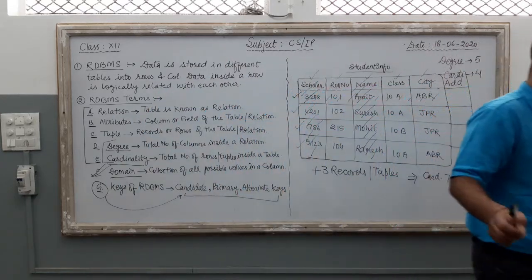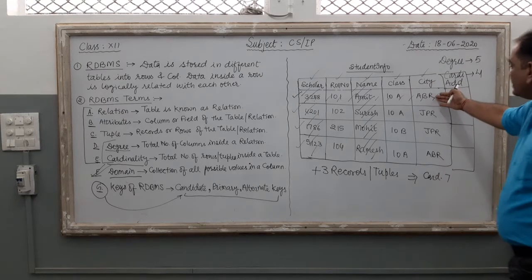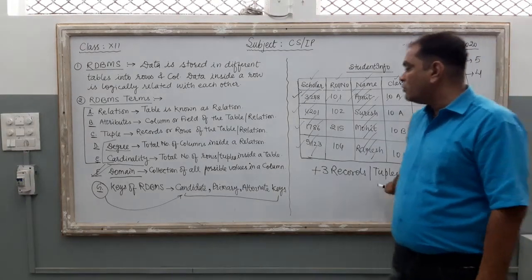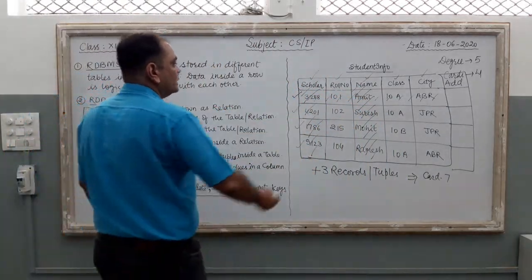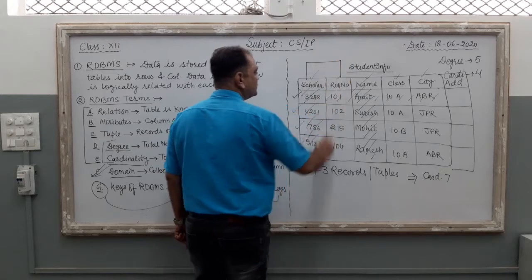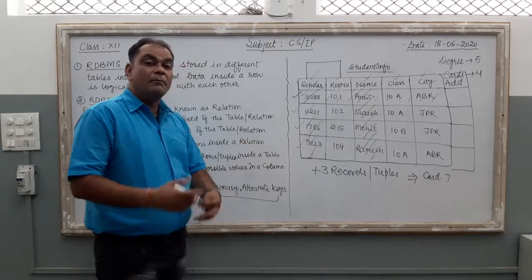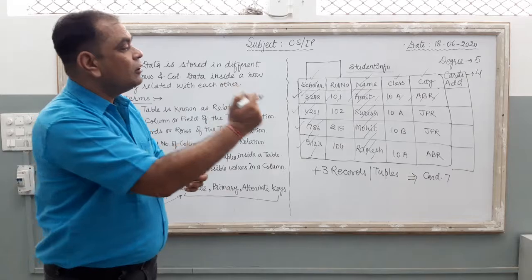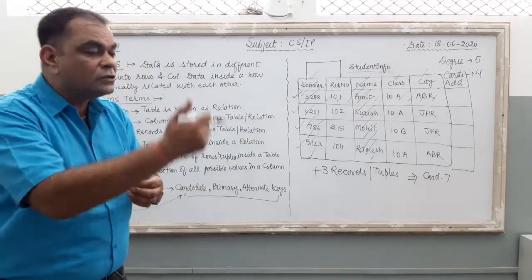City column also contains duplicate values. Just see, Abu Road is there 2 times, JPR, Jaipur is also there 2 times, right? So once we see the table, we come to know that the first 2 columns, scholar number and roll number, contain unique values, and by these columns we can uniquely identify records of the table. We can uniquely identify records of the table.